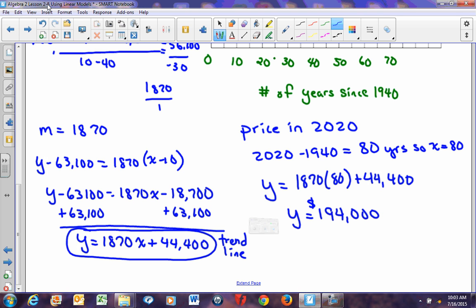Now, looking at this average price for 2020, it seems a little low, which means our trend line could be a bit off. So that's the problem with using a scatter plot and trying to figure out your trend line, is if you're not really accurate, you could have a bad prediction. And sometimes that happens. All right.